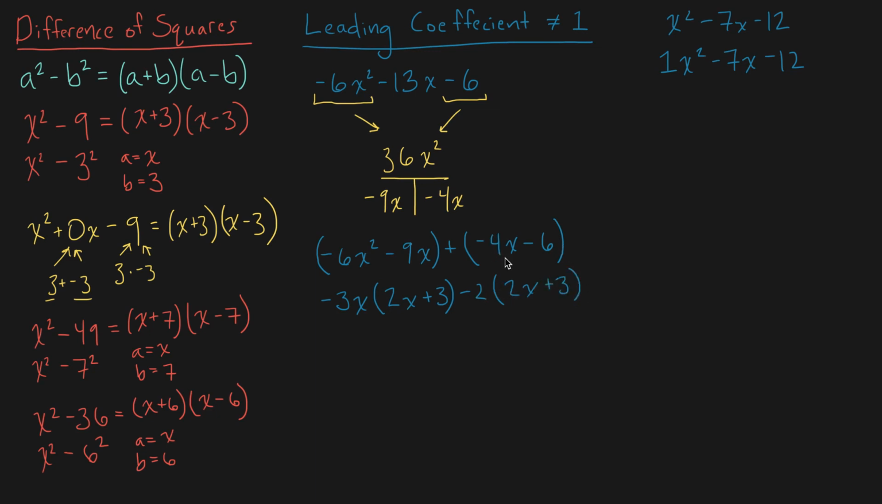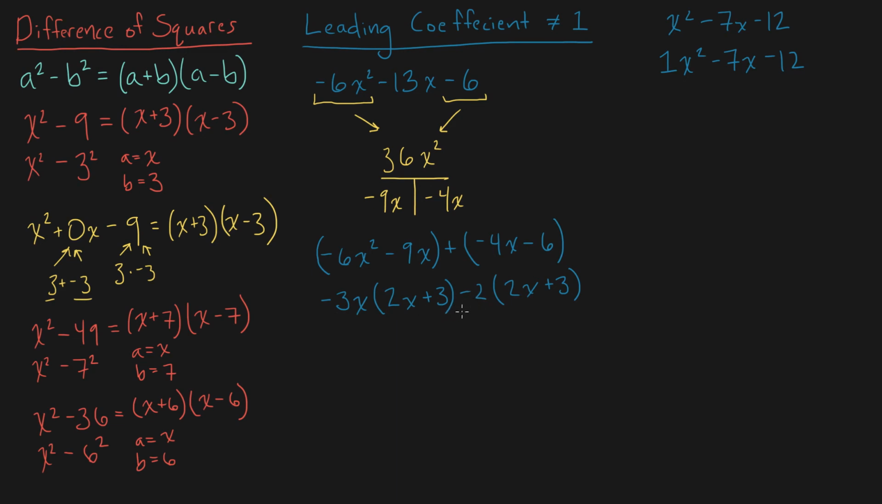So I've just pulled a negative 2 out of these parentheses, and I can double check that I've done this correctly by imagining if I distributed this negative 2 back over what's inside the parentheses, then I would have negative 4x subtract 6. And so now that I have that, I can do one further factoring step, where here I have negative 3x times 2x plus 3 in parentheses, and then subtract 2 times 2x plus 3 also in parentheses.